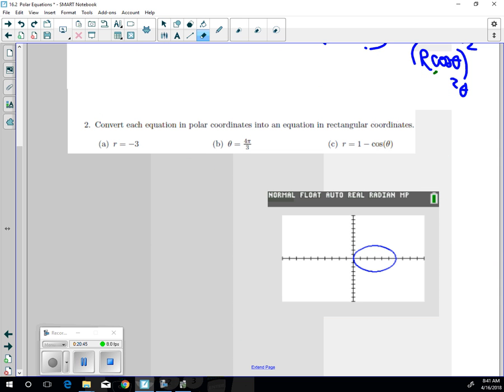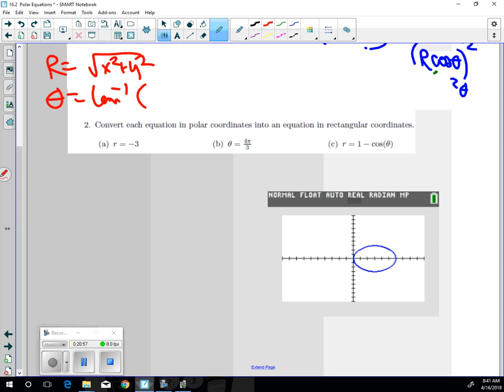Now we're going to use the rectangular ones. We're going to use r equals the square root of x squared plus y squared, and theta is the inverse tangent of y over x. We're going to substitute those in here. So like this one's easy. The square root of x squared plus y squared equals, that's what r is, -3. I want to solve for x squared and y squared. Let's square both sides. So you get x squared plus y squared equals what?